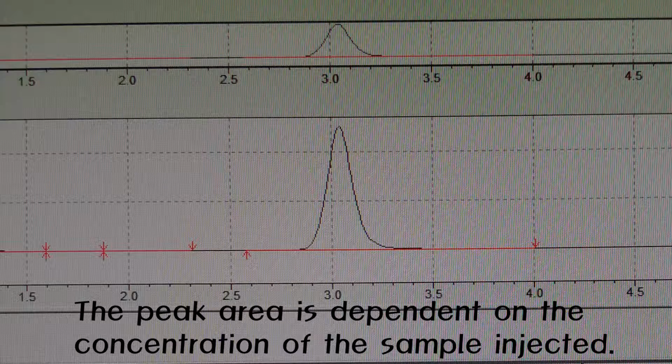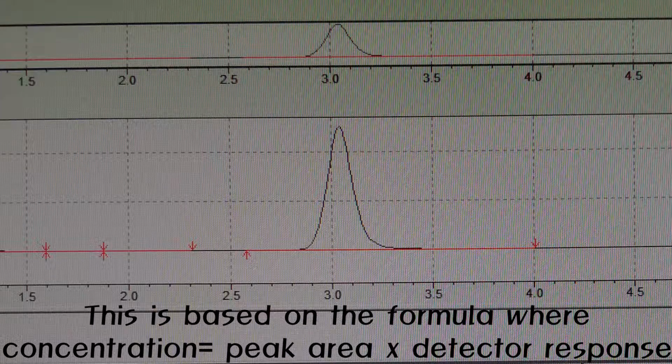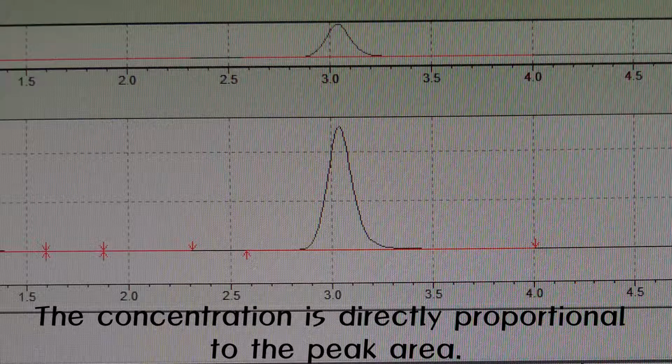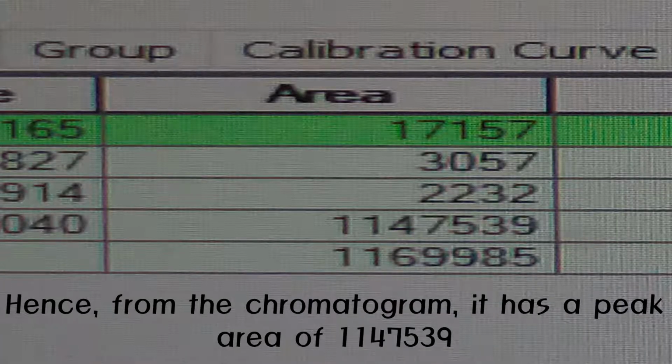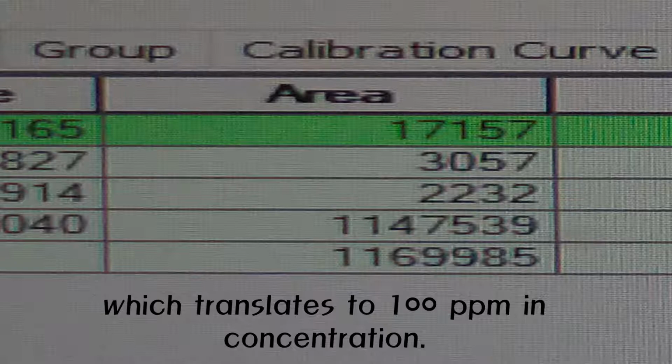The peak area is dependent on the concentration of the sample injected. This is based on a formula where concentration equals peak area times detector response. The concentration is directly proportionate to the peak area. A higher concentration of caffeine will produce a larger peak area. Hence, from the chromatogram, it has a peak area of 1,147,539, which translates to 100 ppm in concentration.